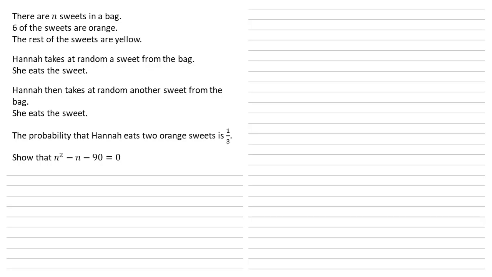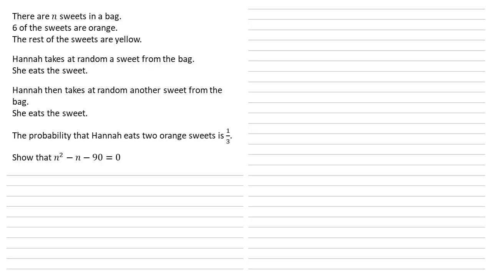So the question goes that there are n sweets in a bag. 6 of the sweets are orange, the rest of the sweets are yellow. Hannah takes at random a sweet from the bag. She eats the sweet. Hannah then takes at random another sweet from the bag. She eats this sweet. The probability that Hannah eats 2 orange sweets is a third. We need to show that n squared minus n minus 90 equals 0.